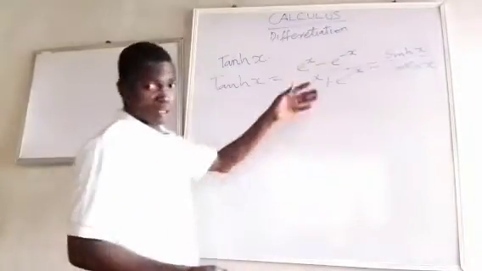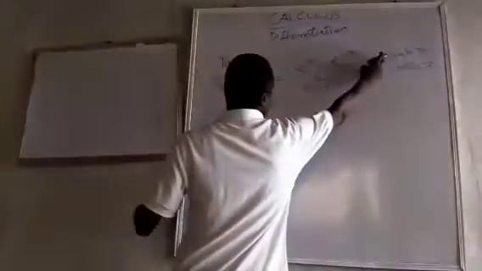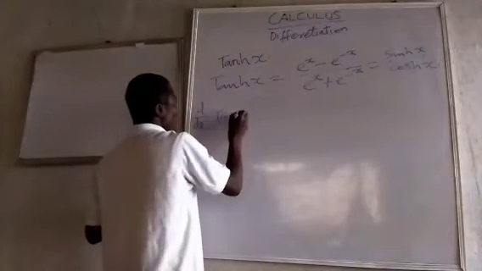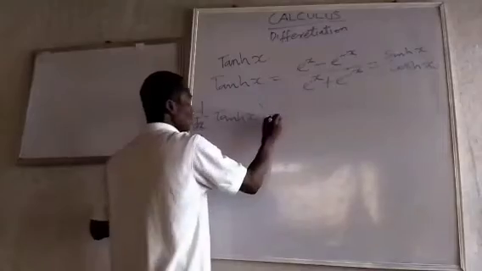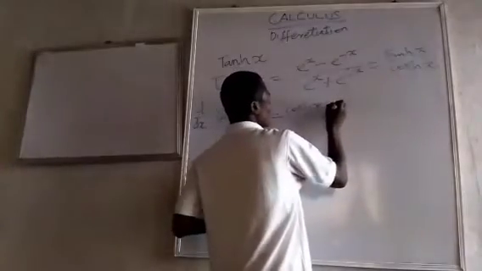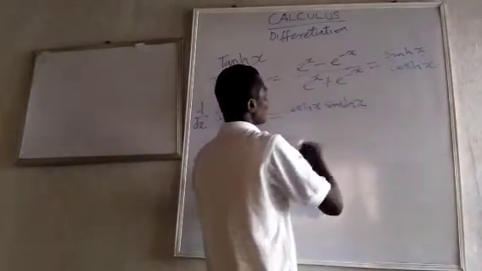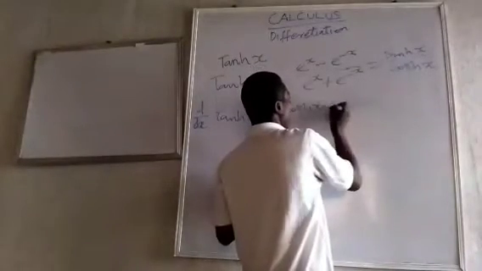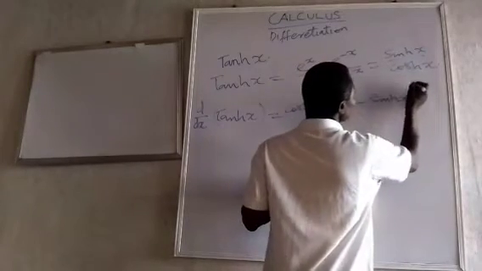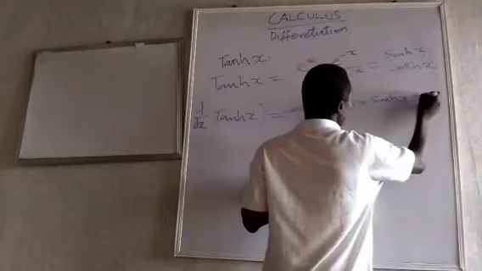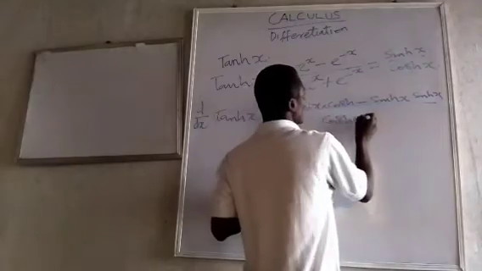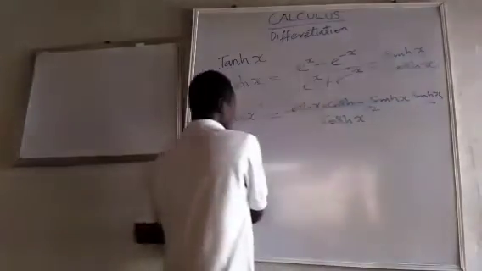Now if we want to differentiate this, we use the quotient rule. We have known that this one is the differential of this and this one is the differential of this. So d/dx of tanh x is equal to cosh x times cosh x, minus sinh x times sinh x, divided by cosh x all squared.